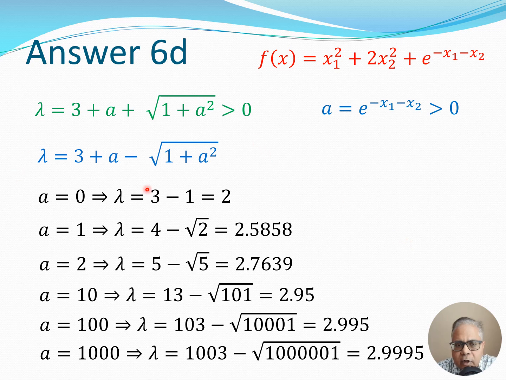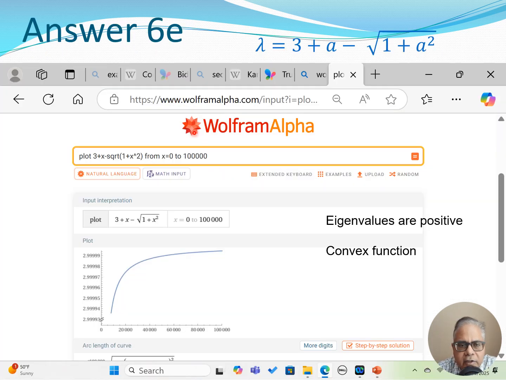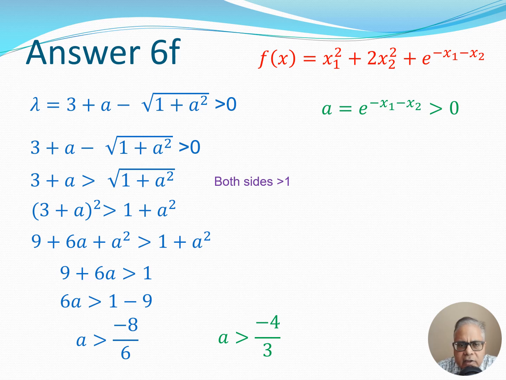So let's try to plot this and see how it looks. I have plotted it here in Wolfram, and you can see that this comes out like this. If I plot it for a very high value of a also, it always seems to be positive. So at least from this picture I can say that this is a convex function. Now at this point I could have left it, but let us see if we can show this mathematically instead of just numerically and graphically.